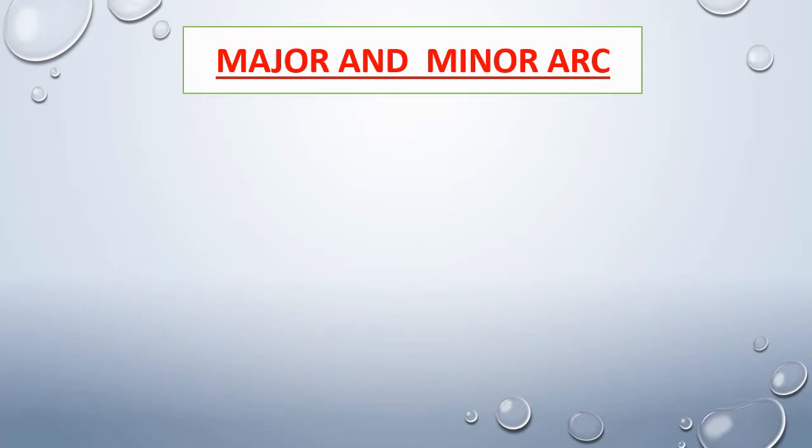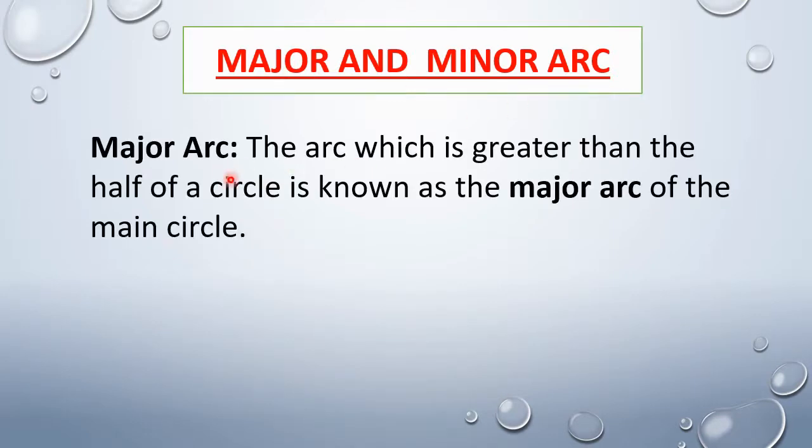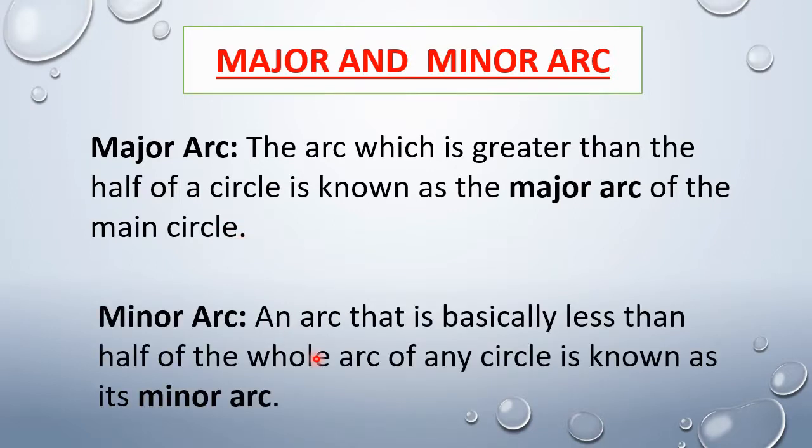Next is major and minor arc. Major arc: the arc which is greater than half of a circle is known as the major arc of the circle. Minor arc: an arc that is less than half of the whole circle is known as its minor arc.